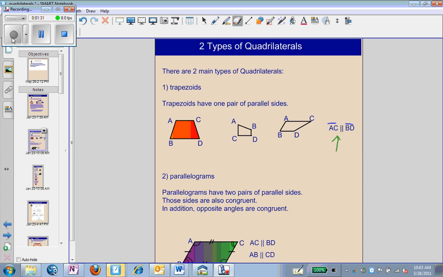All right, so we can tell here in these pictures that AC is parallel to BD. In this one, AC is parallel to BD. That's not congruent. That means they're parallel. They never intersect. And here, AC is parallel to BD. Those are three completely different looking trapezoids, but the definition of a trapezoid is that it's a quadrilateral, which means there's four sides, and that one pair of opposite sides is parallel to one another.